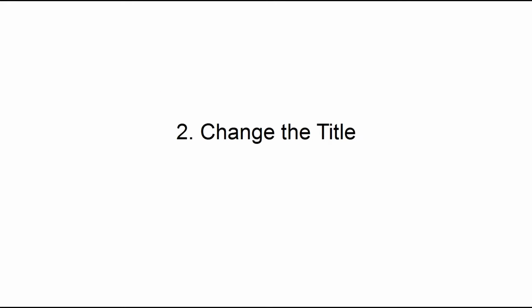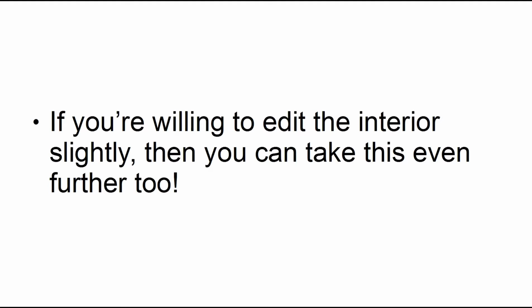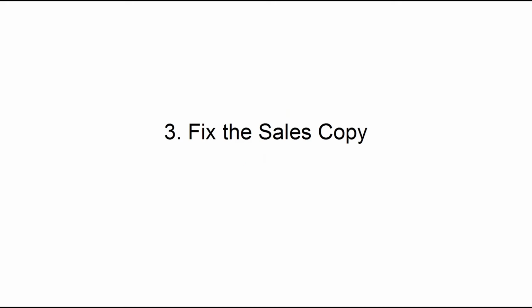2. Change the title. The title is what gives your product context and what defines your audience. By changing this, you can make your book sound more exciting and appealing, and at the same time, you can also slightly change the target audience. If you're willing to edit the interior slightly, then you can take this even further too. 3. Fix the sales copy.